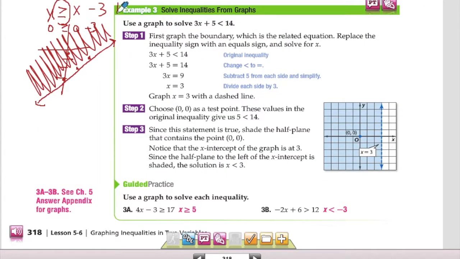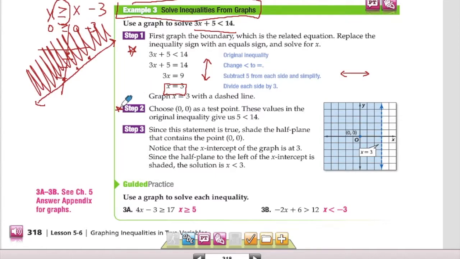Finally, in example 3, we're going to solve inequalities from graphs. And so it says to use a graph to solve this inequality. Same steps. First graph the boundary. Then in this case we have x equals 3. Remember that x equals is going to be a vertical line. A y equals is going to be a horizontal line. We're still going to connect those points with a dotted line or a dashed line.